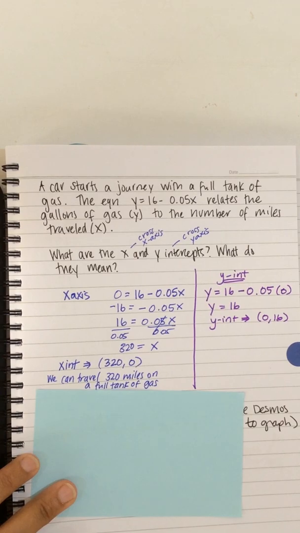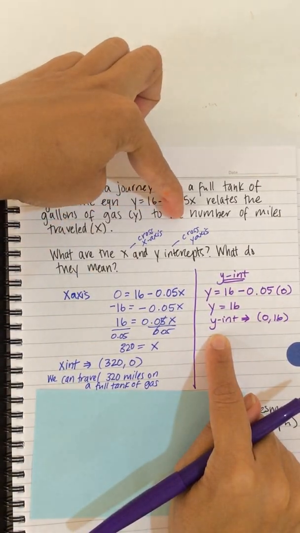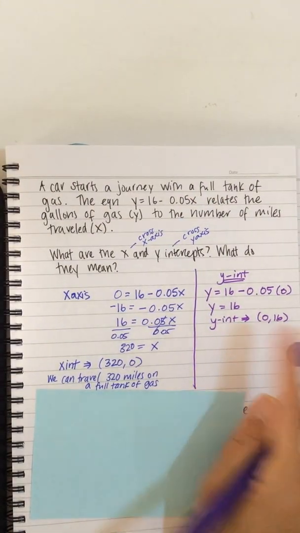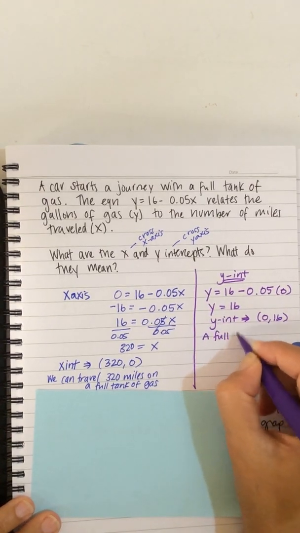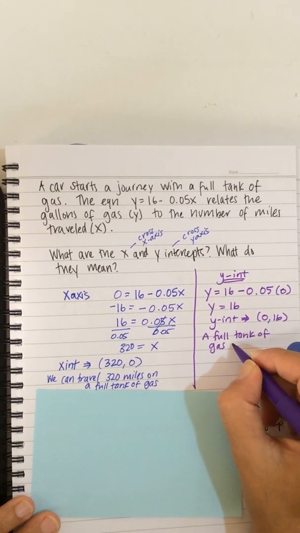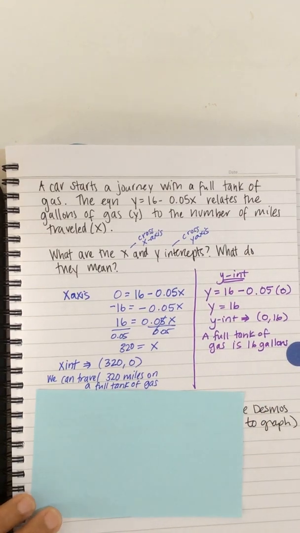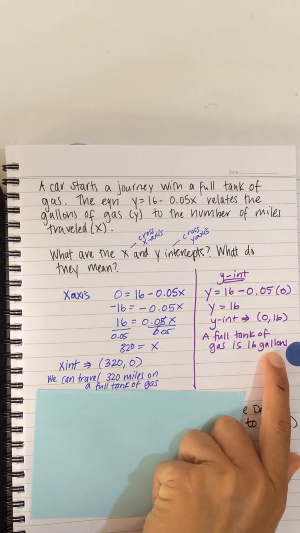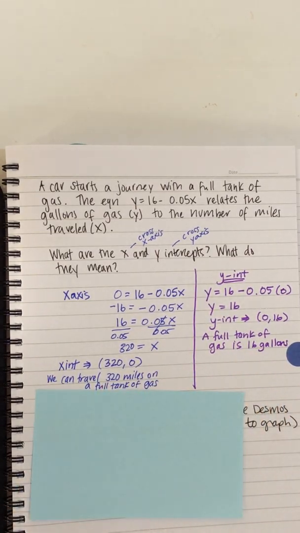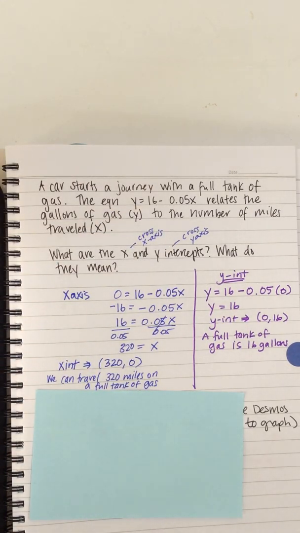What does that mean? So if we come back up here, y relates to gallons of gas. So if y is the gallons of gas, that means a full tank of gas is 16 gallons. Right? So we've kind of figured out is if you go to the gas station and fill up this car, whatever it is, you can put 16 gallons of gas on it and you can travel a total of 320 miles. Okay? So that's helping you remember the x and y intercept.